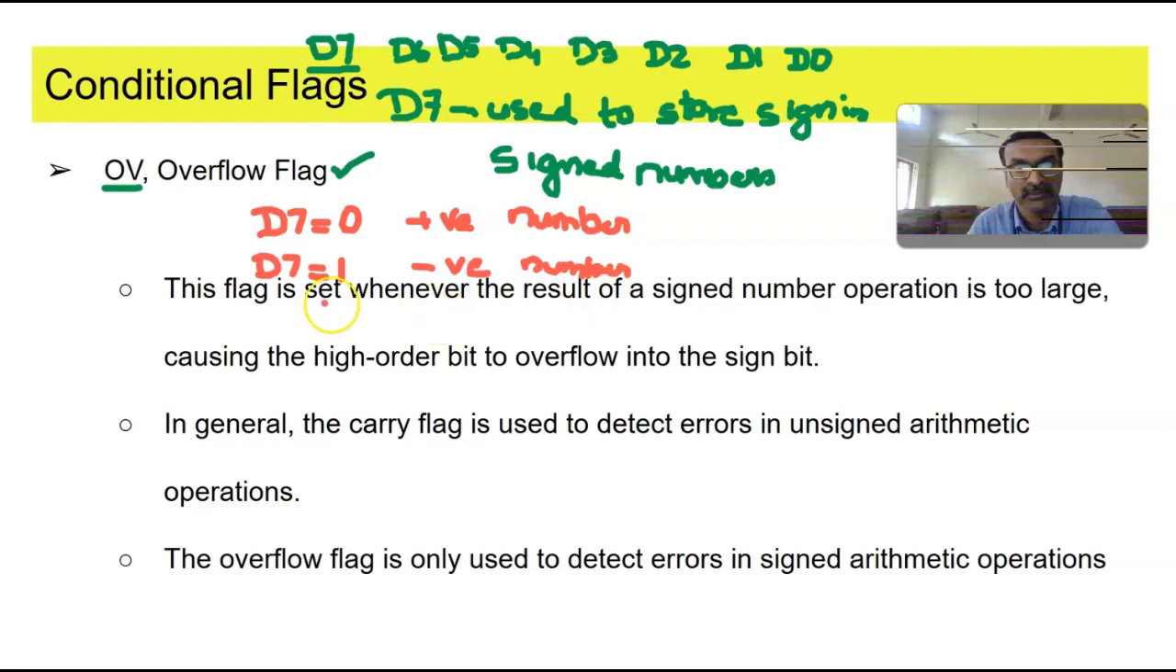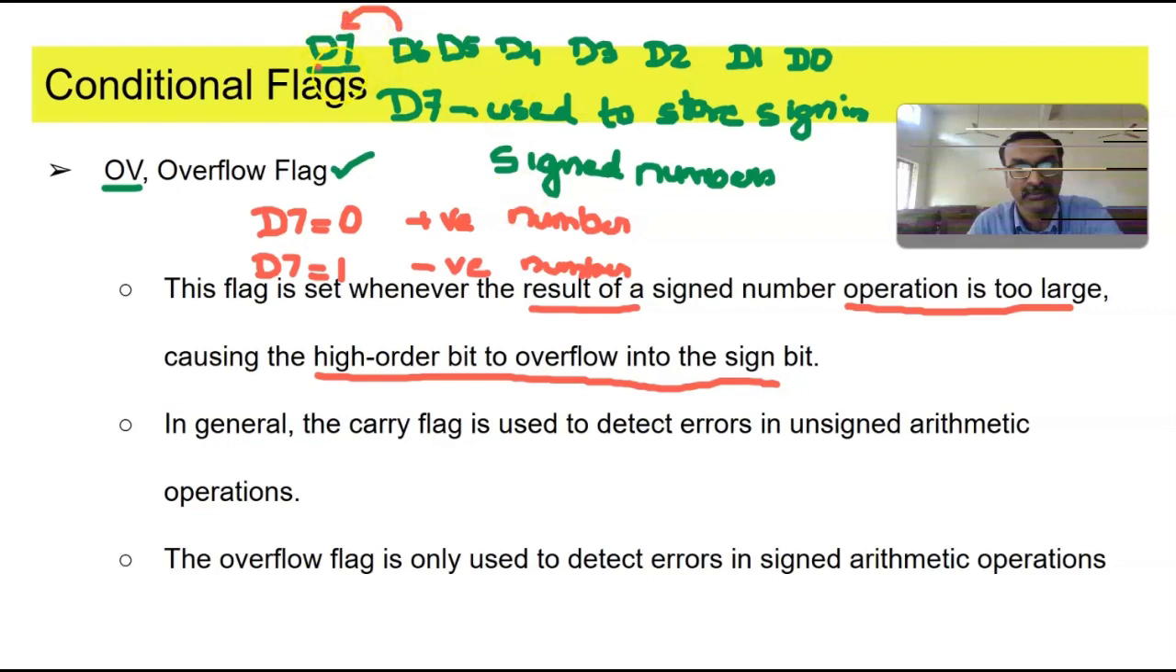So when we are doing signed arithmetic, if the result of the operation is too large, causing the higher order bit to overflow into the sign bit, there will be an overflow from D6 to D7.